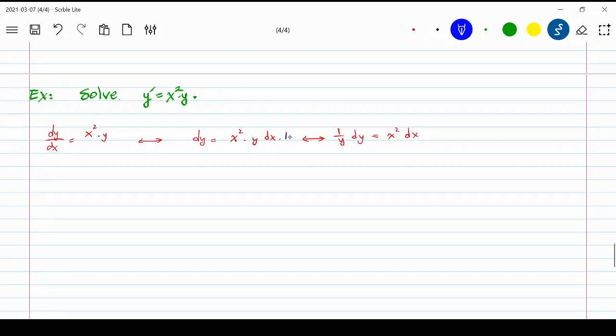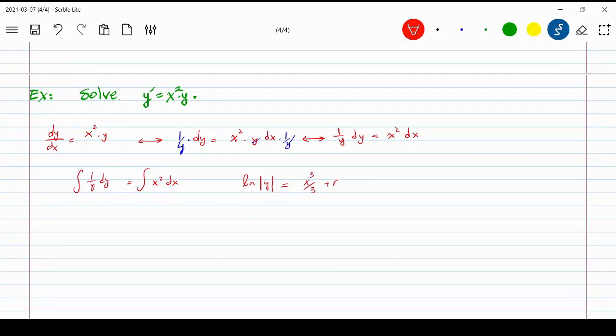This is what we did. We multiply both sides by 1 over y just to get rid of this y here. So on the left side I have a function of y multiplied by dy. On the right side I have a function of x multiplied by dx. Totally separated from each other. Now at this point you can integrate both sides. The integral of 1 over y dy must equal the integral of x squared dx. And what is the integration? The left side would be ln absolute value of y. On the right side you have x cubed over 3 plus some constant.